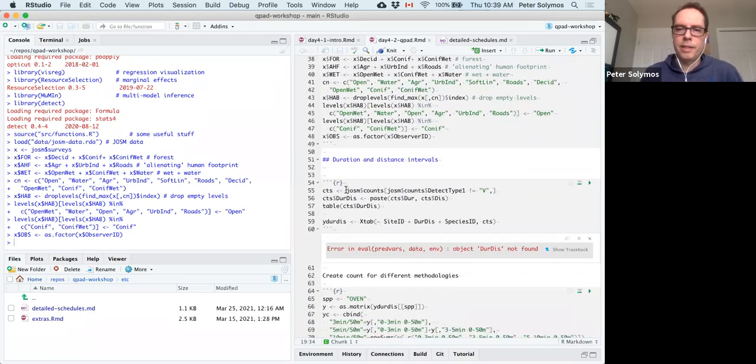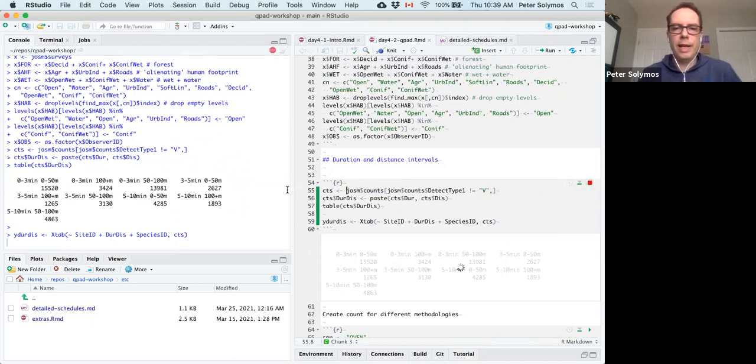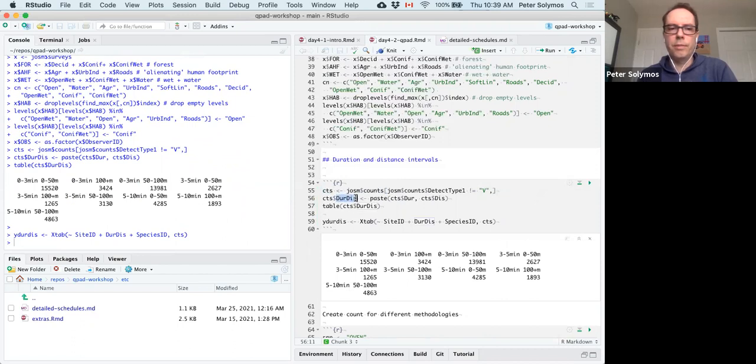And then just take the counts, just vocal observations, sorry, not visual, that means vocal observations only. And what I'm also going to add as a column is this duration and distance information combined together. So now we know which counts are coming from 0 to 3 minute and 0 to 50 meter combined bins. And some of them are coming from 5 to 10 minutes and 100 plus.